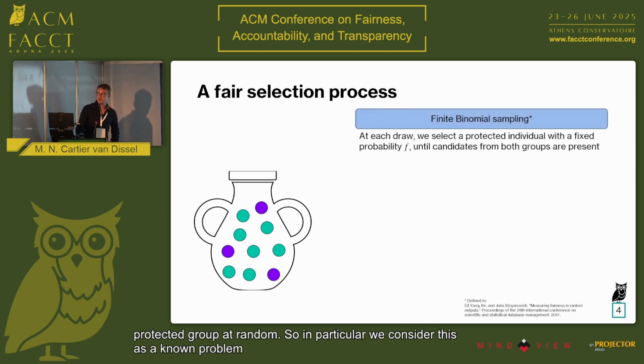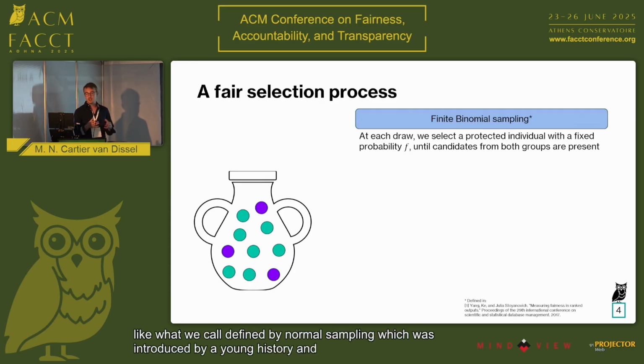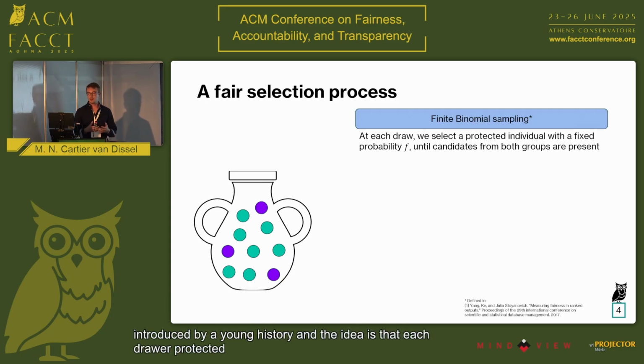First of all, the first model we consider is what we call the finite binomial sampling, which was introduced by Yang and Stoyanovich. The idea is that at each draw, we select a protected individual with a fixed probability f until candidates from both groups are present.